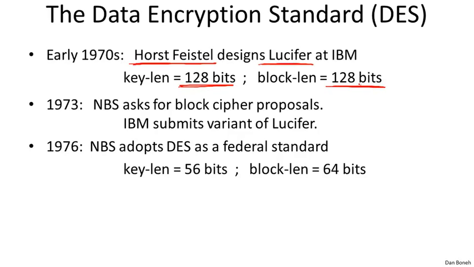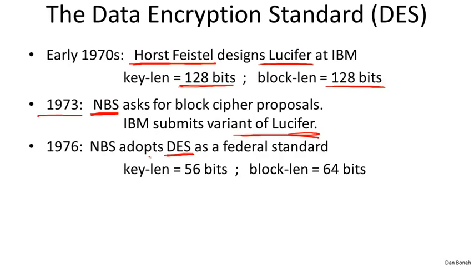In 1973, the government realized that it was buying many commercial off-the-shelf computers, and so it wanted its suppliers to have a good crypto algorithm that they could use in products sold to the government. So in 1973, the National Bureau of Standards, as it was called at the time, put out a request for proposals for a block cipher that was going to become a federal standard. IBM submitted a variant of Lucifer. That variant went through some modification during the standardization process. And then finally, in 1976, the National Bureau of Standards adopted DES as a federal standard.